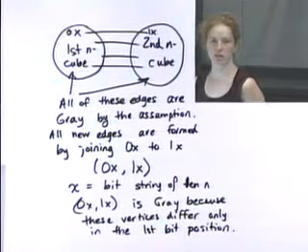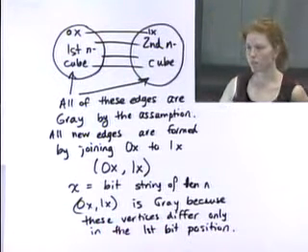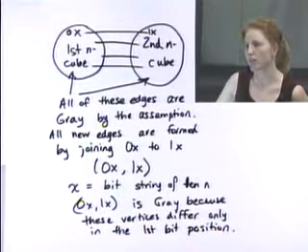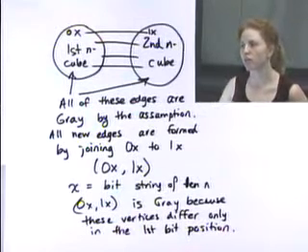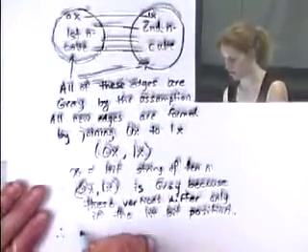Are we done? We're done. We could just say one more sentence, right? We could say, therefore, the entire graph is gray since all the edges are gray. So I'll write that.